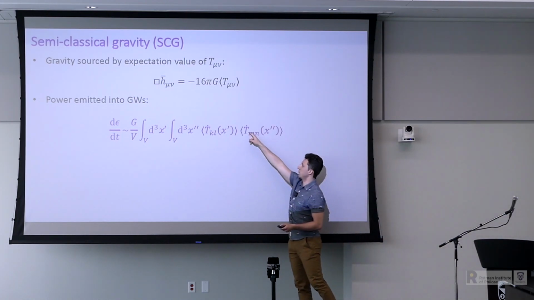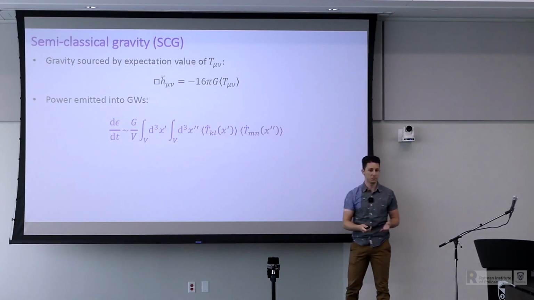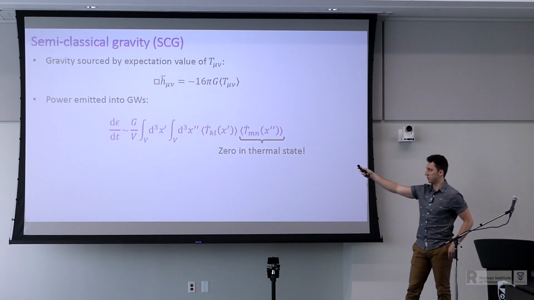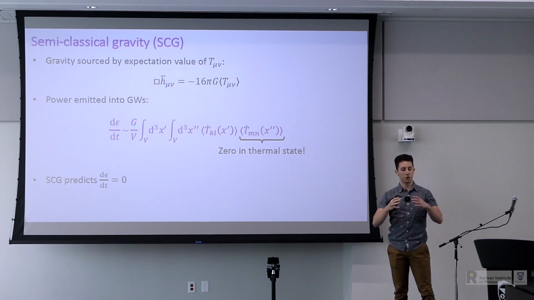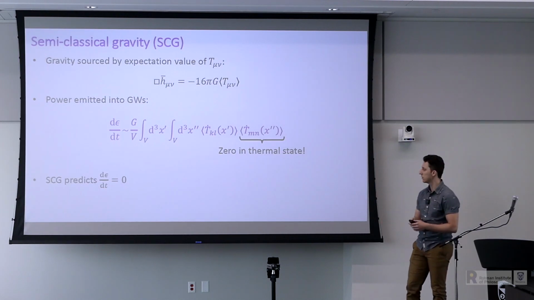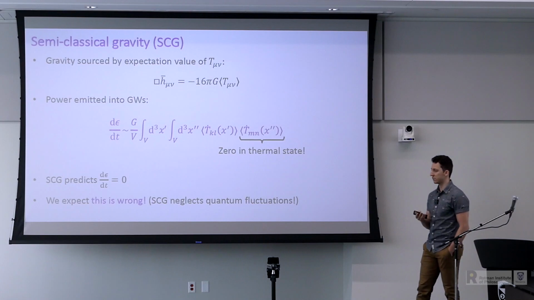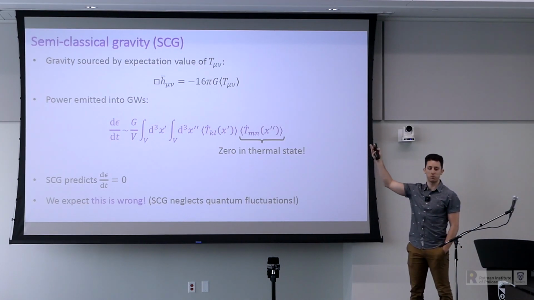Notice that we're taking a time derivative here. That's what the dot represents. When we take the time derivative of a constant, we get 0. And so we quickly see that semi-classical gravity predicts that a thermal object radiates 0 energy into gravitational waves. Okay, so this is an answer to our question, but it's not really an answer that we should be happy with. We expect this answer to be wrong, and this is because semi-classical gravity inherently neglects the quantum fluctuations of the source, because it just takes the expectation value of the source.